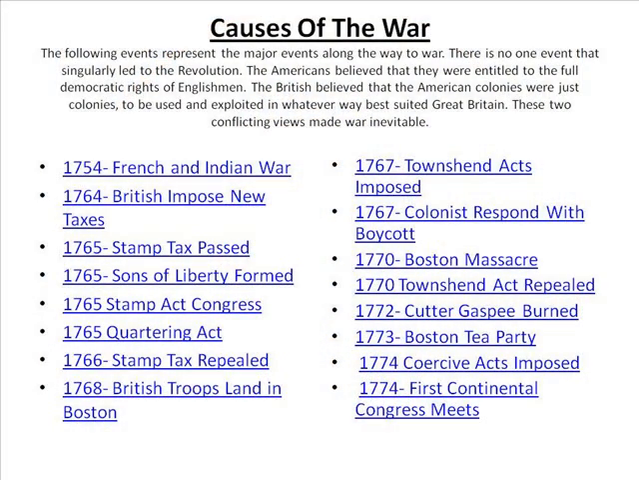There is no one single event that led up to or caused the American Revolution. The list below represents the major events that occurred along the way to war. The Americans believed that they were entitled to full democratic rights of Englishmen. However, the British believed that the American colonies were just colonies to be used and exploited in whatever way best suited Great Britain. These two conflicting views made war inevitable.